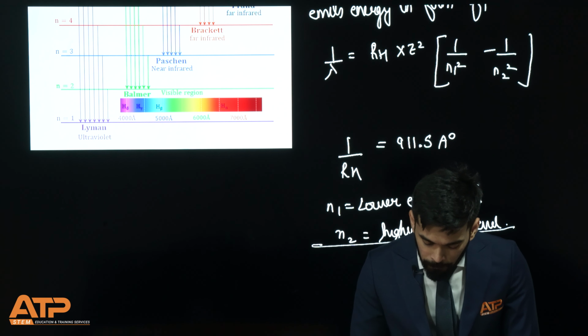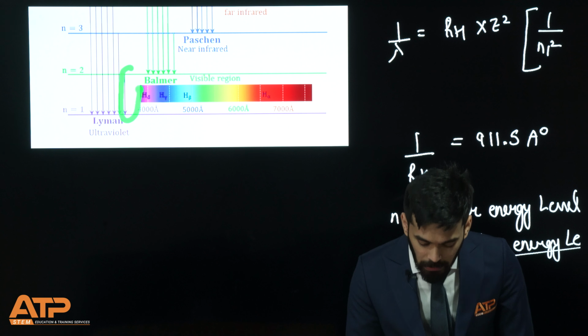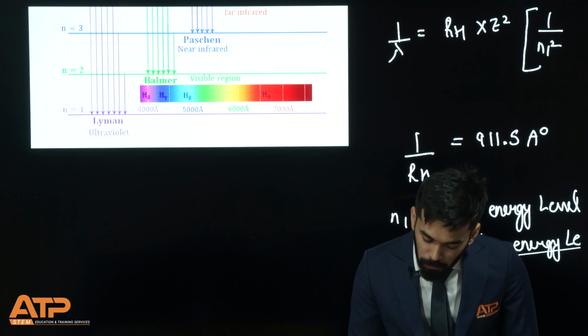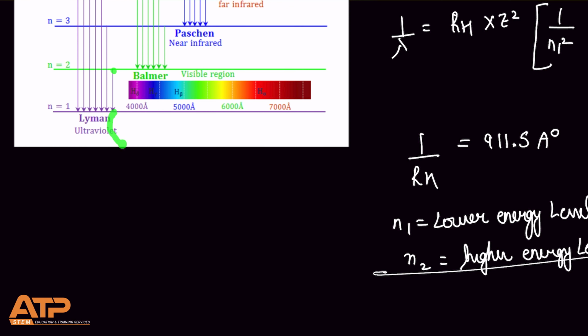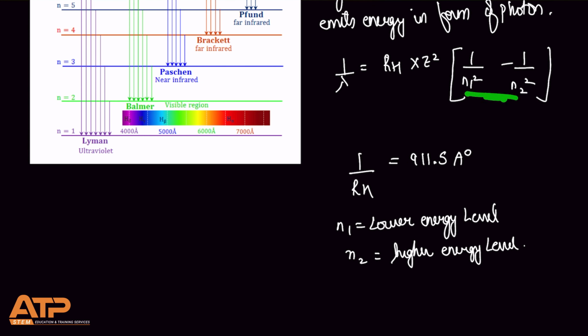For example, in this transition, the electron is jumping from second shell to the first shell. So n1 will be the first shell, n2 will be the second shell. We can put the values of n1 and n2 here to get this particular wavelength if we want to.